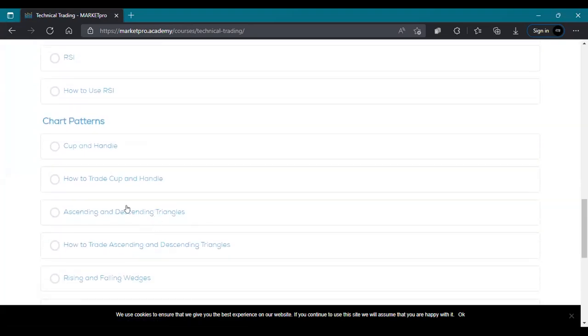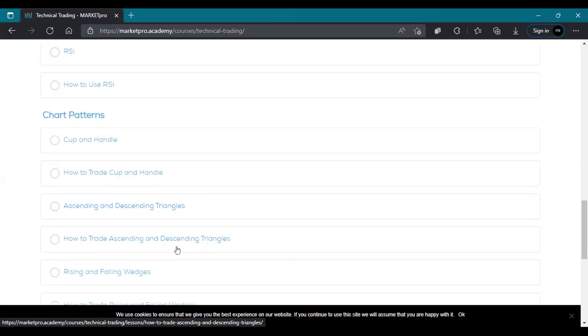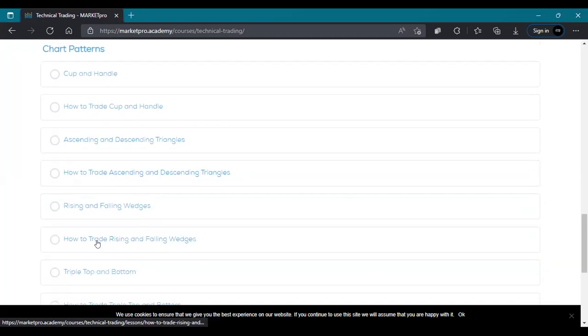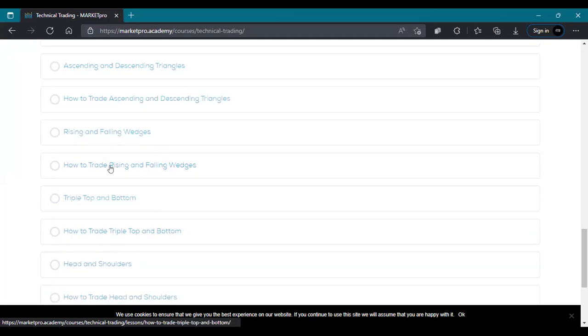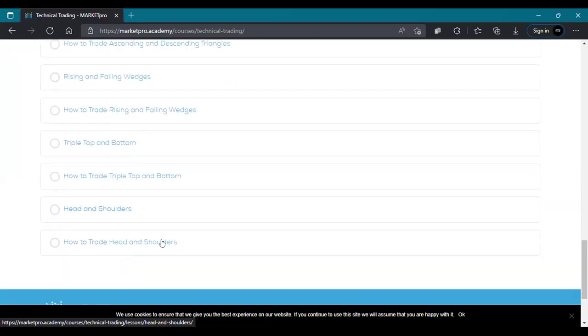So you also have chart patterns, right? Cup and handle chart pattern, how to trade the pattern. There's ascending and descending triangles. Also, you get to understand how to trade that, right? Rising and falling wedges, how to trade rising and falling wedges. So as you go through all these chart patterns, you also get basic information on how to identify them and how to equally trade them, right? Head and shoulders patterns, how to trade head and shoulders patterns.